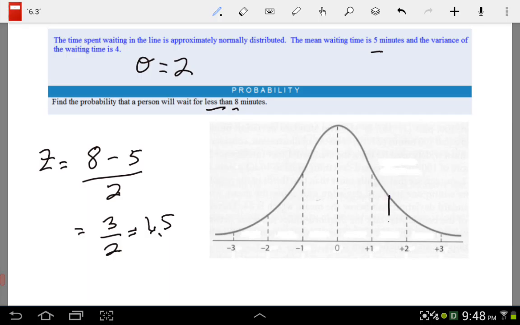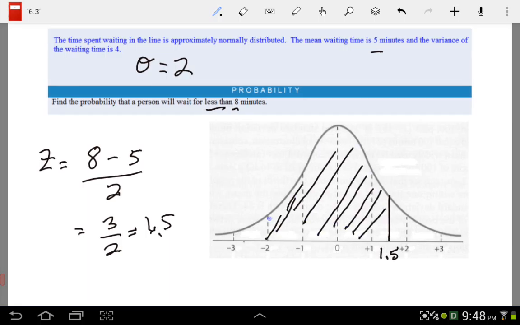So over here, about 1.5 is where that would lie on our standard normal table. So again, that represents the 8 minutes. Now we're looking for the probability that a person will wait for less than 8 minutes. So less than would be, this time, the area to the left of our 1.5 z-score here. So there again, I could do a negative infinity to z table and look up this area. So whatever this area is, is our probability.